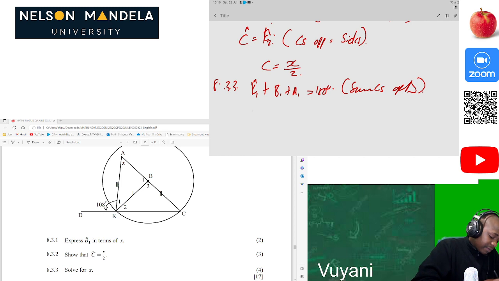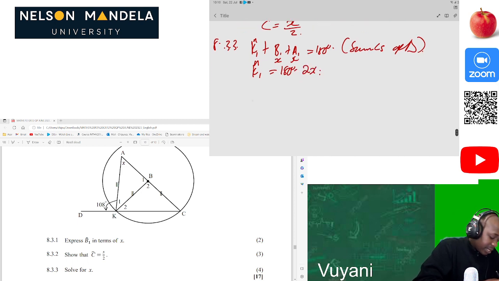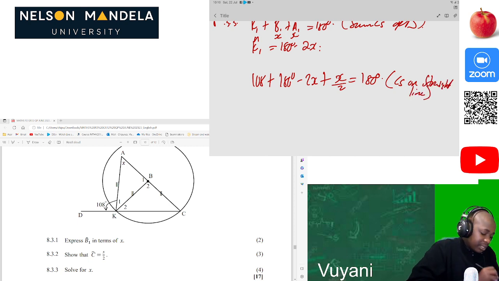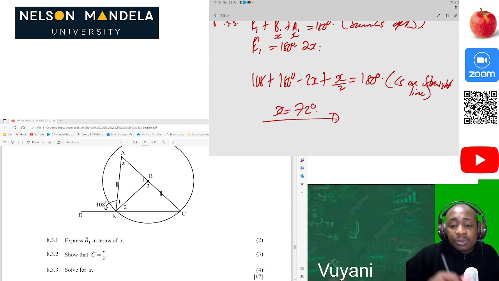Okay, then after that, K1 will be equal to, this was x, this is also x, so it's going to be 180 degrees minus 2x. Now looking at the straight line there, we can actually see that 108 plus 180 degrees minus 2x plus our x over 2 there is equal to 180 degrees, because now we want to solve for x, and the reason will be angles on a straight line. Angles on a straight line, then our x here will just be 72 degrees. Okay, as simple as that.